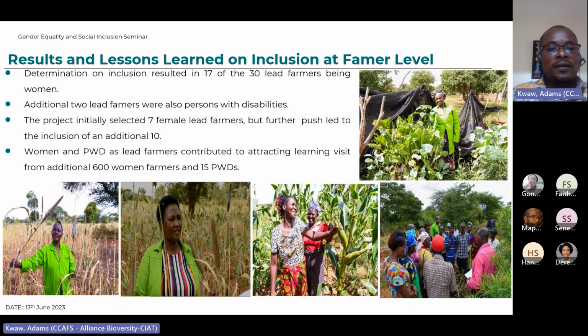And the point is, with women and persons with disabilities being lead farmers, it encouraged more women to visit the project demo site for learning, and also persons with disability to visit the project demo site for learning. In fact, you even draw the community members' attention to the fact that they need to encourage persons with disabilities in their communities also to visit the project demo site for learning, which was key because they were not doing it and they were not conscious of doing it, and we helped create that consciousness.